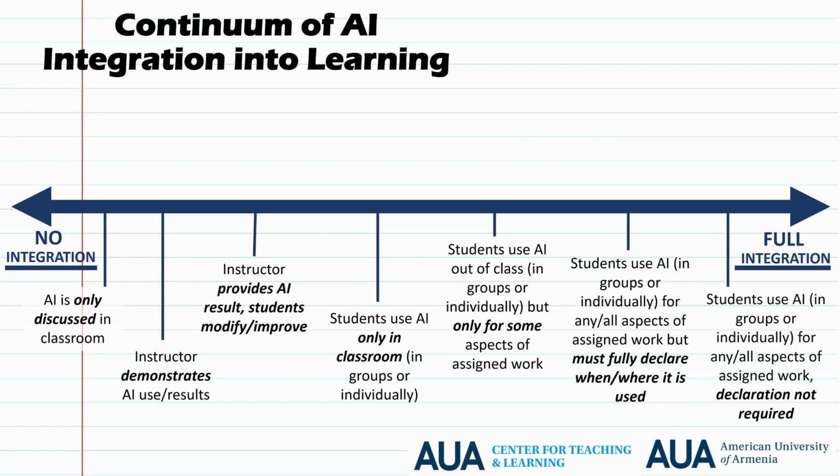And then for the final one, we have where students would use AI in groups or individually for any and all aspects of assigned work, with declaration not necessarily being required. As an example, I'm teaching a course, and the course that I'm teaching focuses on them being able to generate a business report and then present about it.